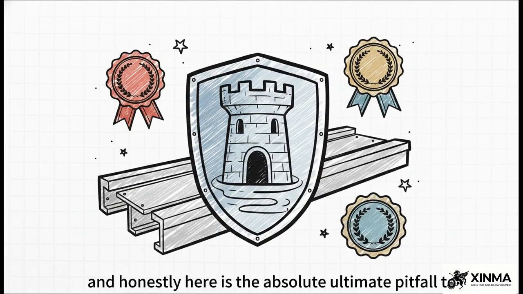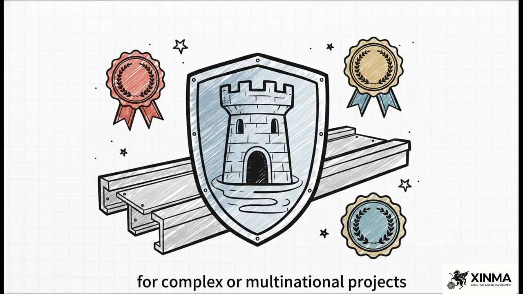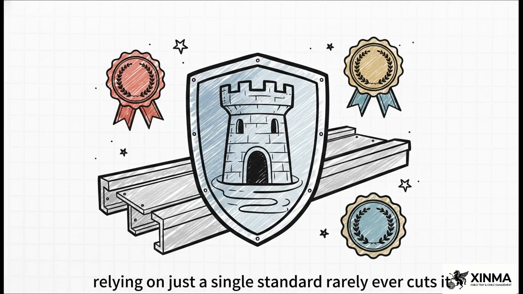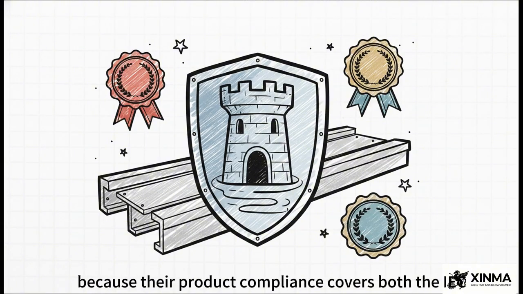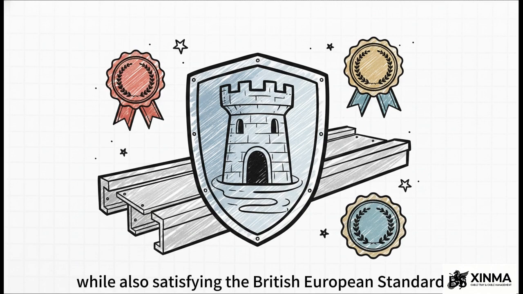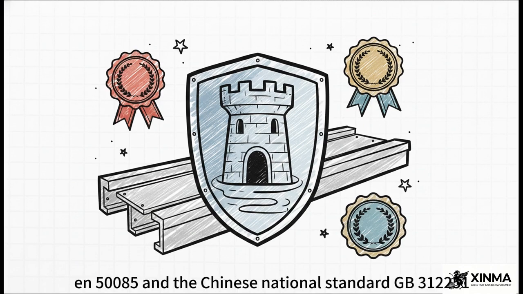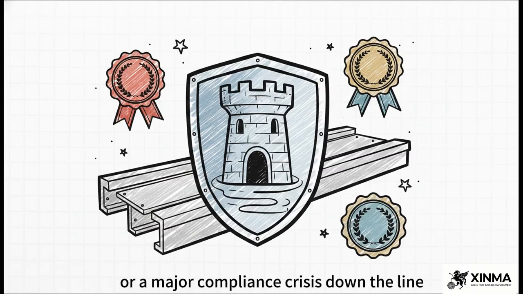And honestly, here is the absolute ultimate pitfall to avoid: failing to verify your manufacturer's standard certifications. For complex or multinational projects, relying on just a single standard rarely ever cuts it. Xinma actually provides a great benchmark here too, because their product compliance covers both the IEC 61537 and NEMA VE1 standards that we just compared, while also satisfying the British European standard BS EN 50085 and the Chinese national standard GB 31251. When you're choosing a supplier, that kind of multi-standard compliance is quite literally your strongest fortress against structural failure or a major compliance crisis down the line.